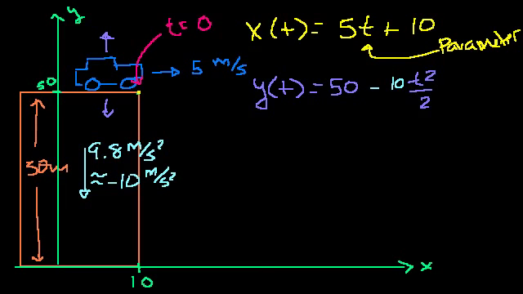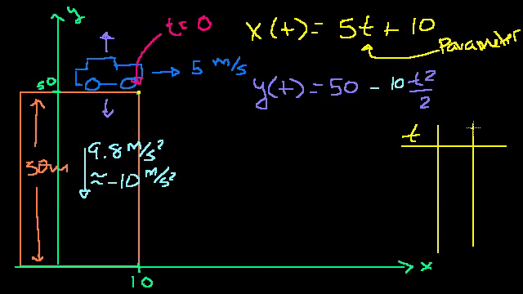Let's make a table here. So x and y are a function of this third parameter, t. We're going to set t at different values, and we're going to figure out what x and y are equal to. I'm just going to arbitrarily pick some t's. t is equal to 0, t is equal to 1, 2, and 3. At time equal to 0, what is x? x of 0 is 10 meters.